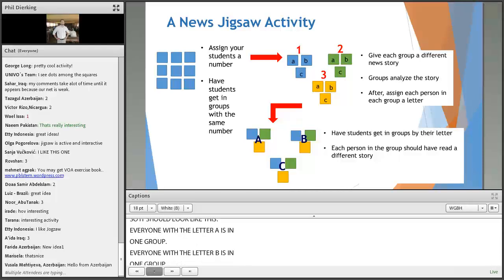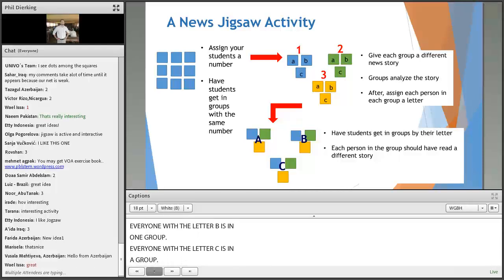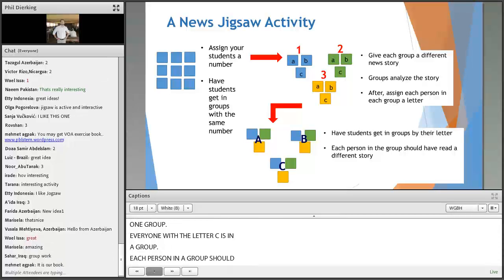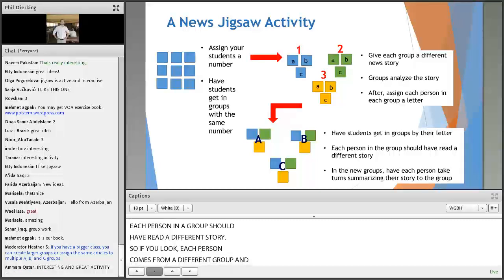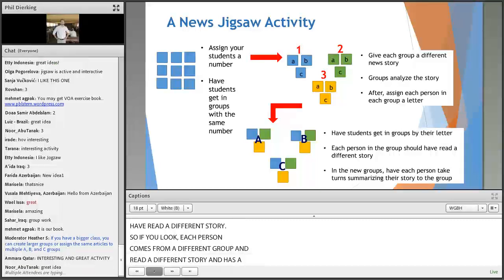Each person in the group should have read a different story. So if you look, each person comes from a different group and read a different story and has a different thing to share. Now, in these new groups, have each person take turns summarizing their story to the group.